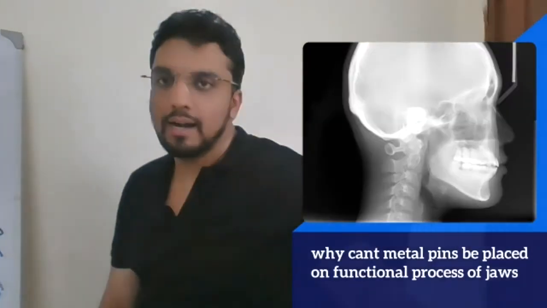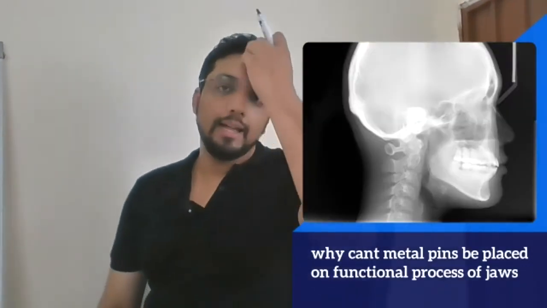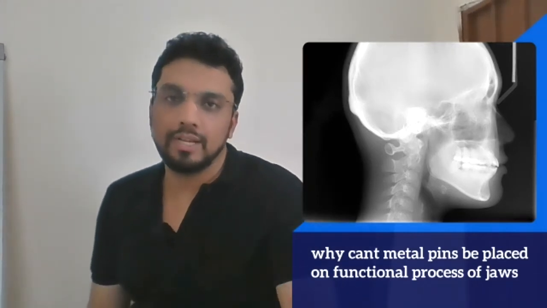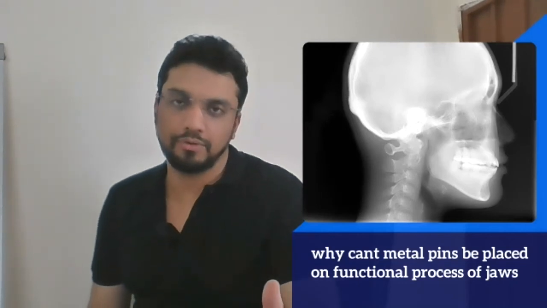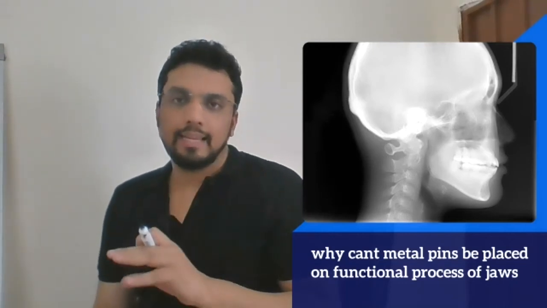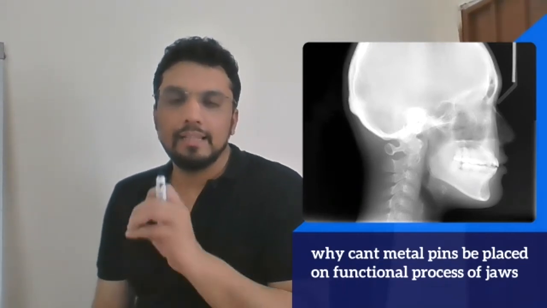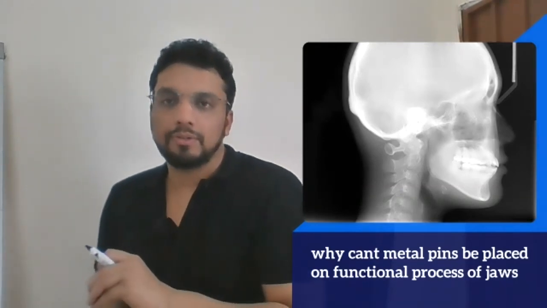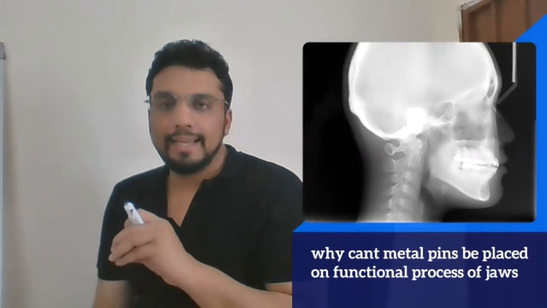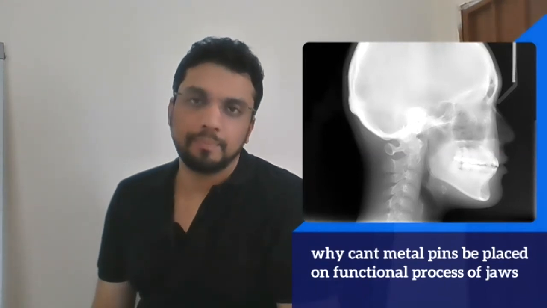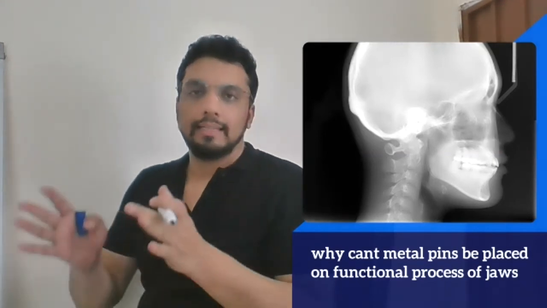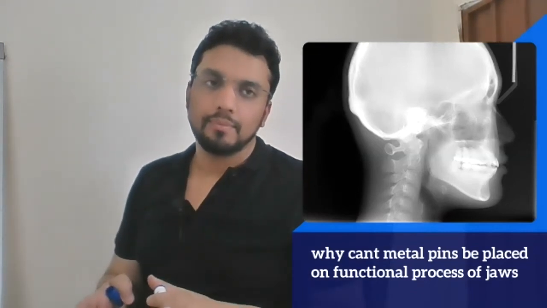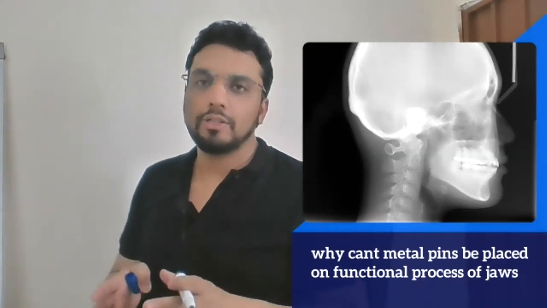Now we are discussing why the pins cannot be placed in the functional matrix, in the functional processes of the jaw. The reason is, if we place the pins in the functional processes of the jaw, the functional process growth is completely dependent upon the soft tissue. So there would be an increased influence of the soft tissue on the functional processes.